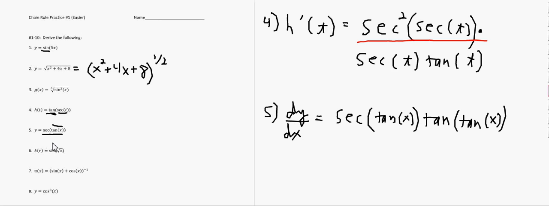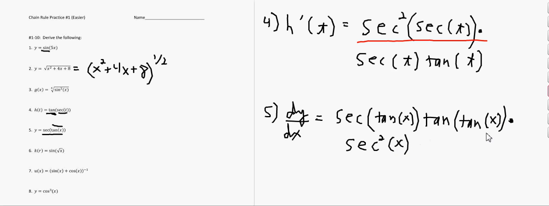Cool. So we've derived secant, you get secant tangent, but the inside part stays the same. That's why there's tangents inside these guys. And now we're going to multiply that by the derivative of the inside of the original. The inside is tangent, so we're going to derive tangent and get secant squared. There you go. So we have secant of tangent of x times tangent of tangent of x times secant squared of x.